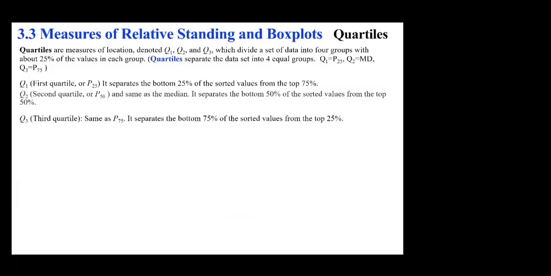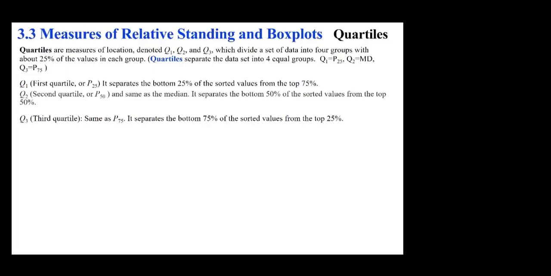Measures of relative standing and box plot. So we're going to look at quartiles. Quartiles are measures of location denoted Q1, Q2, and Q3, which divide a set of data into 4 groups with about 25% of the values in each group. Quartiles separate the data into 4 equal groups.